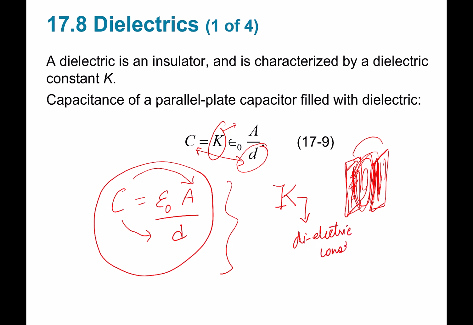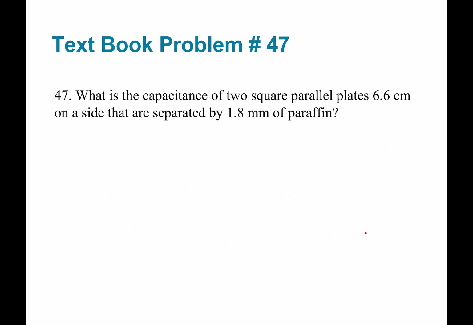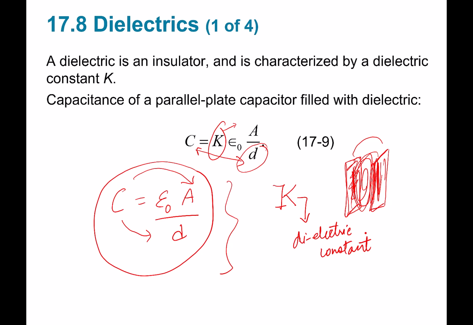Different materials have different values for the dielectric constant. For example, air is 1, and there are many other materials that can be used. For vacuum, it is 1. For air also, the dielectric constant K is actually close to 1, it's 1.0006, and for vacuum, K is exactly 1.